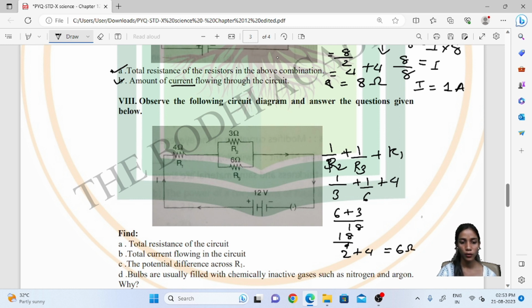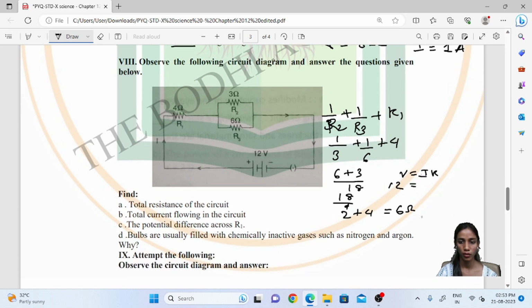Total current flowing in the circuit. Total current would be, you have to again solve it as V equals IR. So the potential difference is 12 volts and the current is something which we need to find out, and the resistance is 6. So the answer would be 12 upon 6, so the current will be 2 amperes.